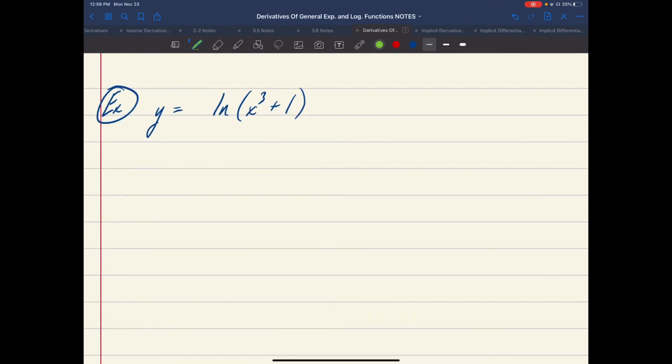Okay, do another natural log. So natural logs are the ones that occur the most frequently, so that's why I'm doing a lot of these. So the derivative of that is going to be the derivative of the outside, leaving the interior function alone. So the outside function is natural log, the interior function is x cubed plus 1. So you're going to have the derivative of the outside, leaving the interior function alone, times the derivative of the interior function, which is 3x squared.